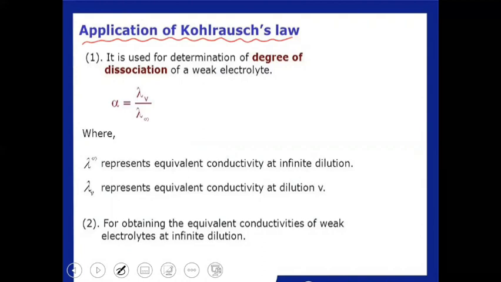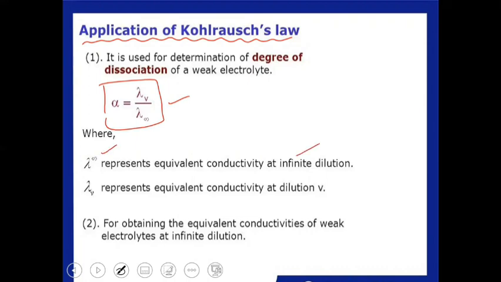The first application of the Kohlrausch law is that it is very useful to determine the degree of dissociation of a weak electrolyte. So how can you determine the degree of dissociation of a weak electrolyte? By simply using this formula, you can easily calculate it. So what is the formula? Alpha is equal to lambda V by lambda infinity, where lambda infinity means the equivalent conductance at infinite dilution, and lambda V means the equivalent conductance at dilution V.